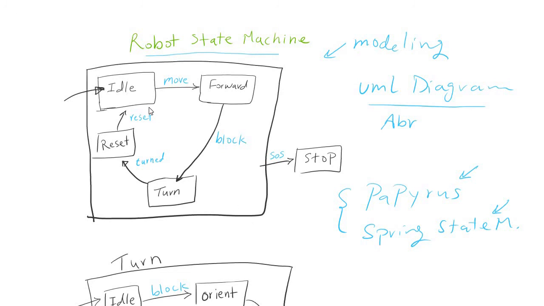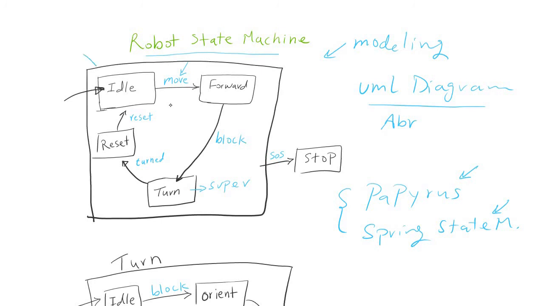So take a look at the model that we defined. A robot will start from the idle state, and whenever a signal or event like move comes in, it will go to a new state, forward. In the forward state, whenever it gets a blocking signal, it will go to the turn state. And the turn state itself is a super state, and it has some substates inside.